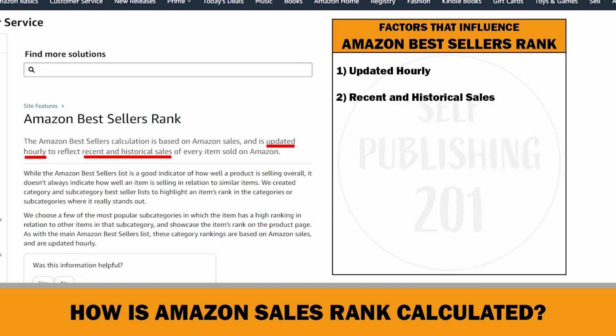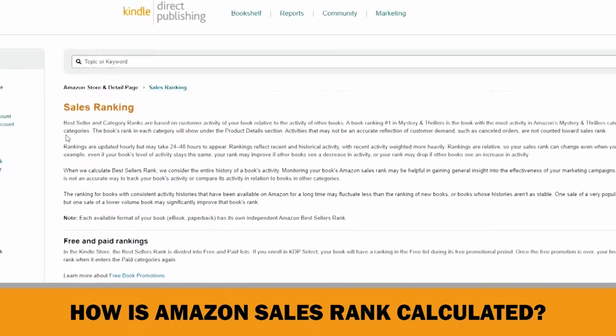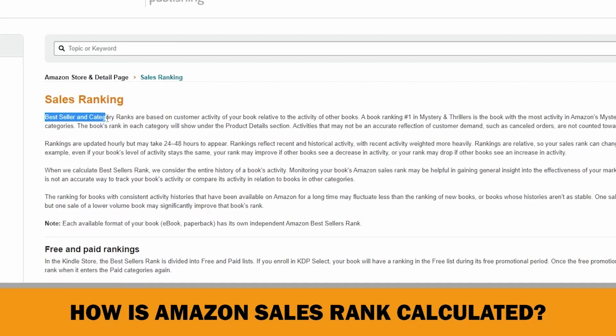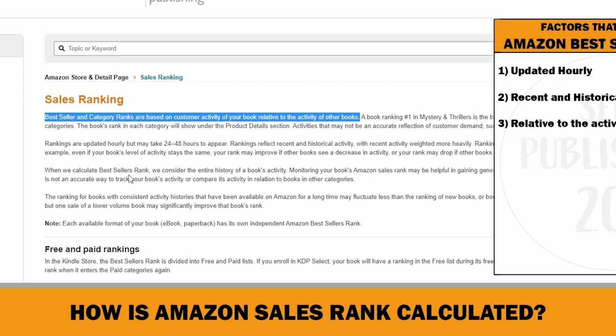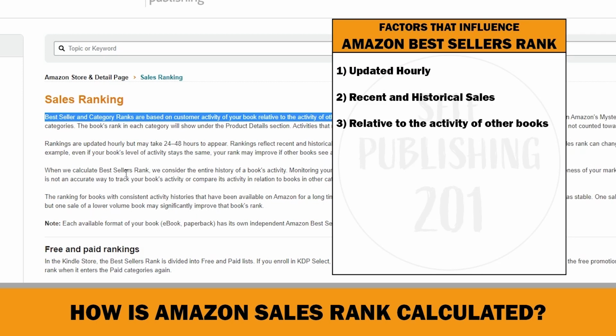Let's check the KDP Help Center to find some extra factors for understanding their BSR calculations better. They say here that bestseller and category ranks are based on customer activity of your book relative to the activity of other books. We understand by this sentence that the rankings are relative. I will add this information also on our list. So the third factor is relative to the activity of other books.